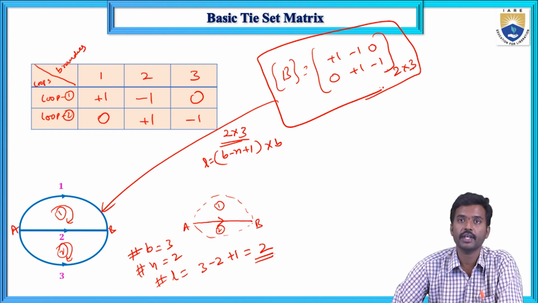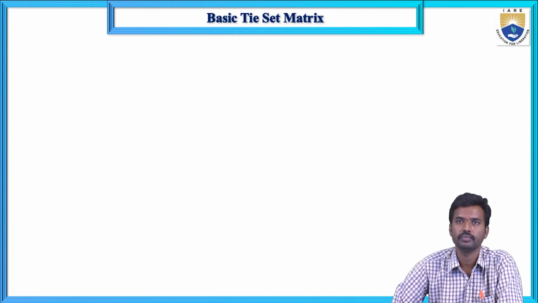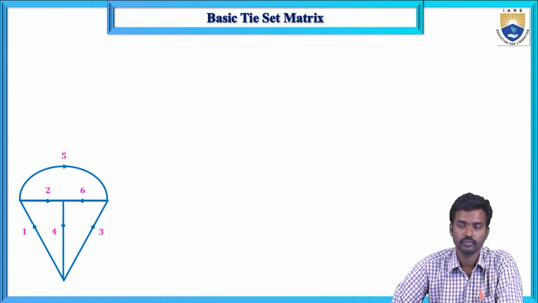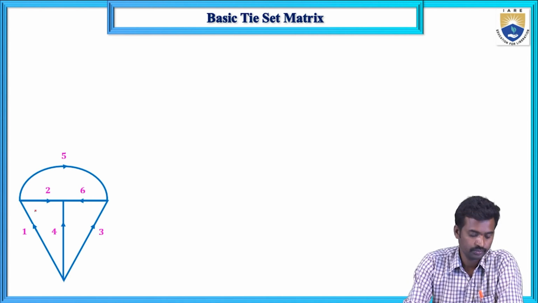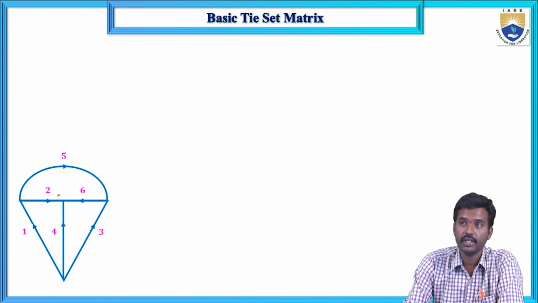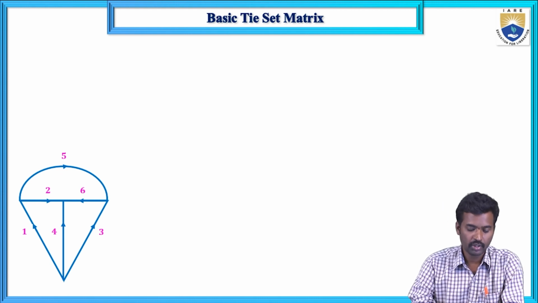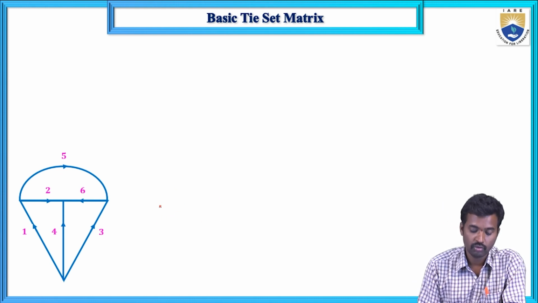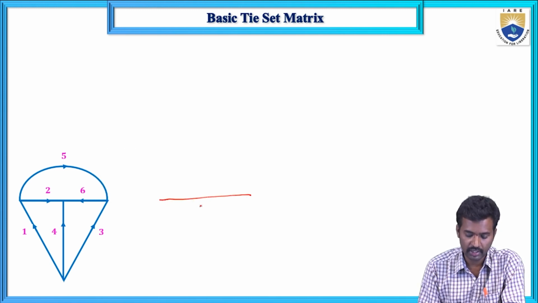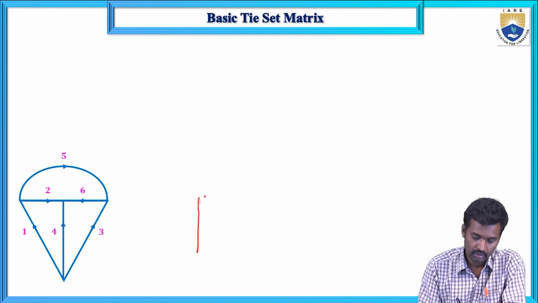This is the basic tie set matrix for this particular graph. Now the second problem. For this particular network graph, determine the basic tie set matrix. So first, what are the steps? First select any one of the trees. So I am selecting this tree, and these are the links.